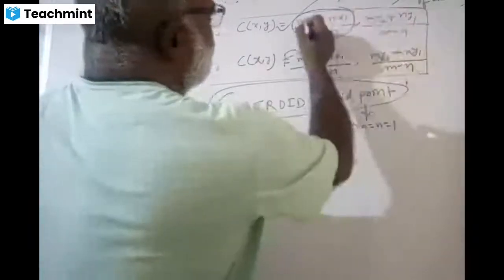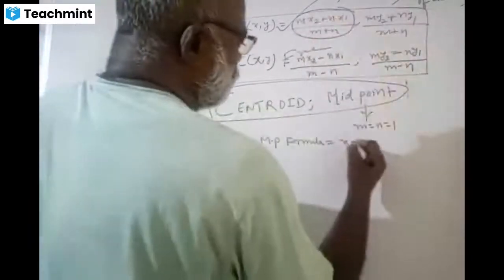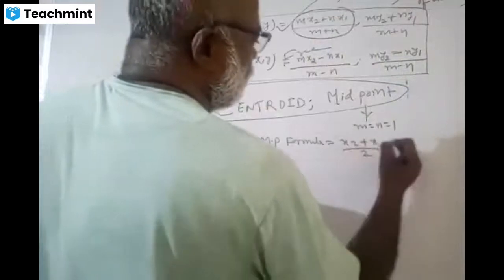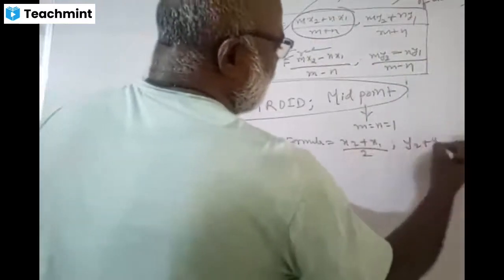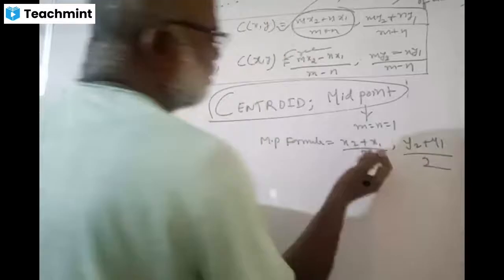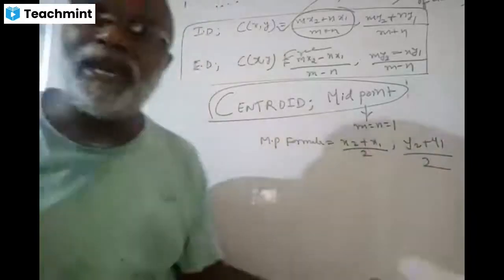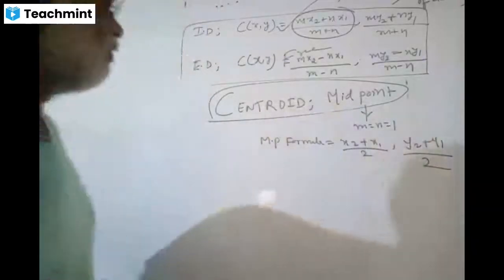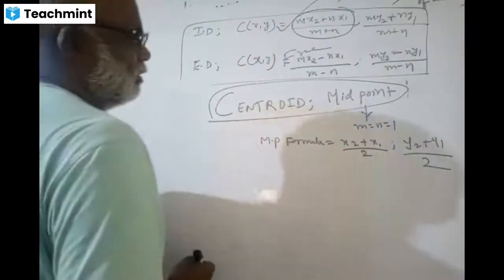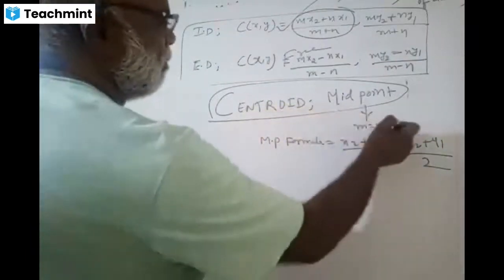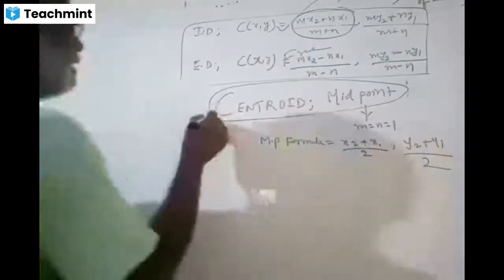Friends, you tell me now, m is 1, n is 1, it becomes x2 plus x1 by 2, y2 plus y1 by 2. Instead, you can write x1 plus x2 by 2 and y1 plus y2 by 2. That is the midpoint formula. So what is the condition for midpoint formula? M is to n equal to 1.